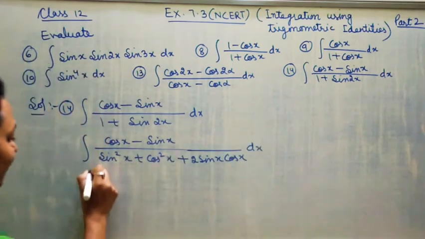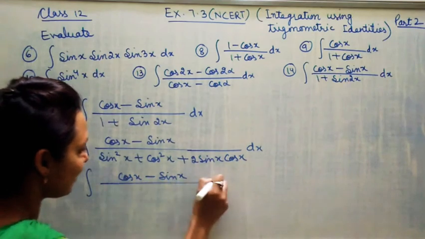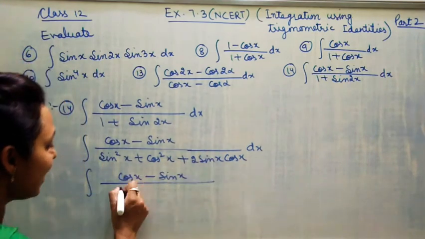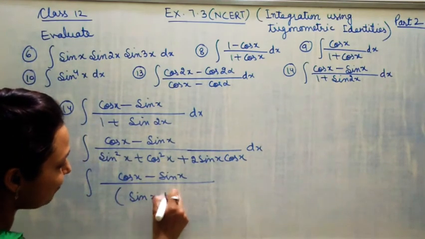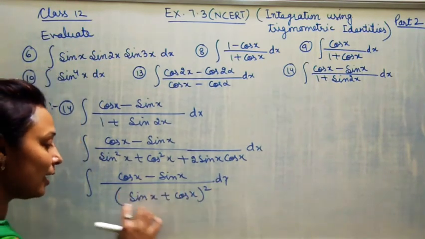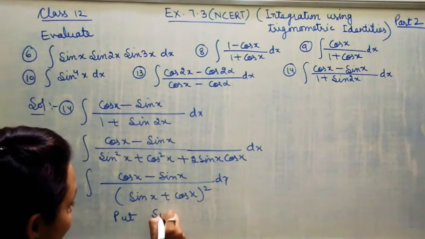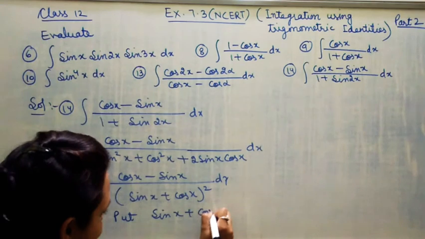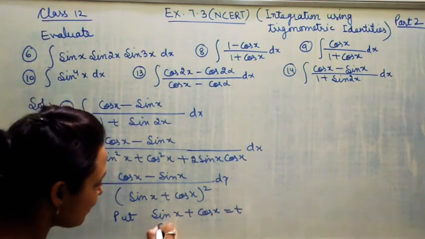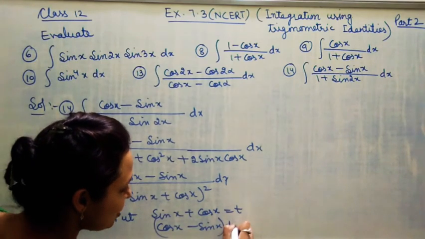Right? Now I will use the formula a square plus b square plus 2ab, that is a plus b whole square. Now I put in the formula: the derivative of sin is cos, and of cos is minus sin. So put sin x plus cos x equals t. Then cos x minus sin x dx equals dt.